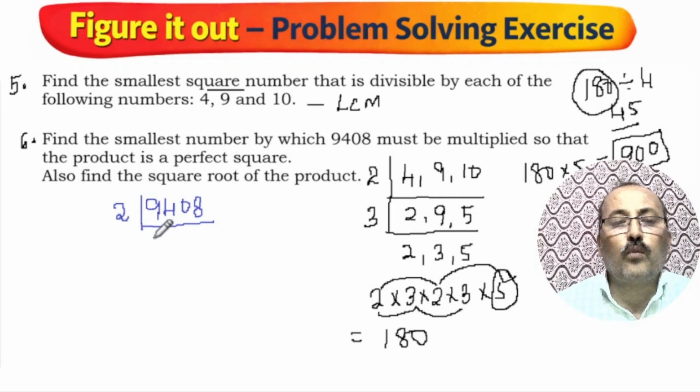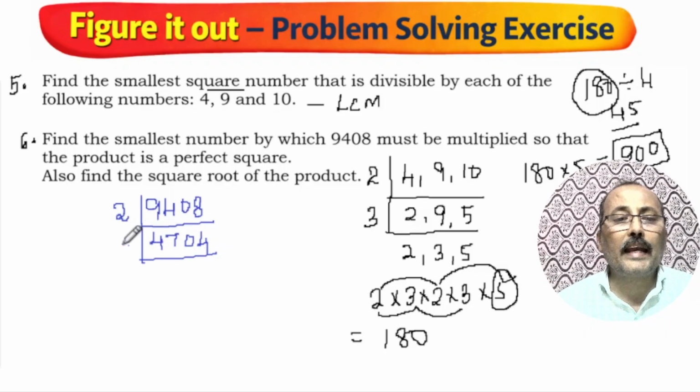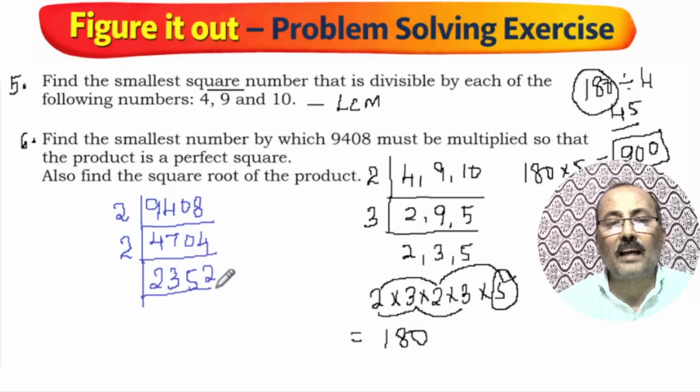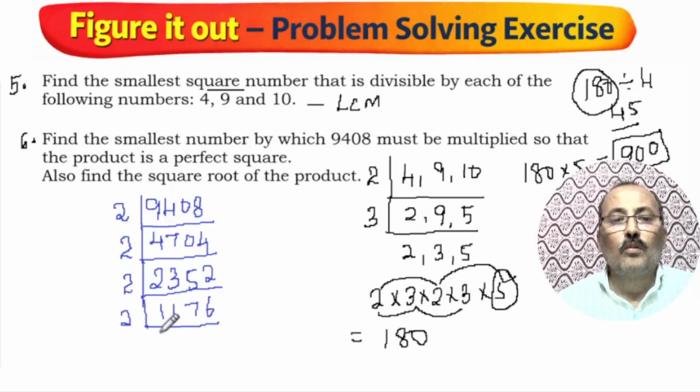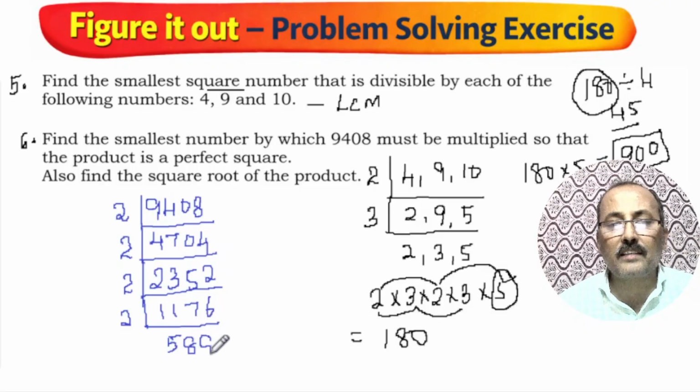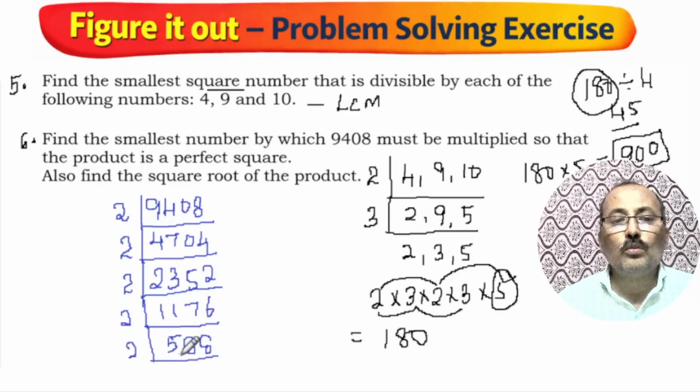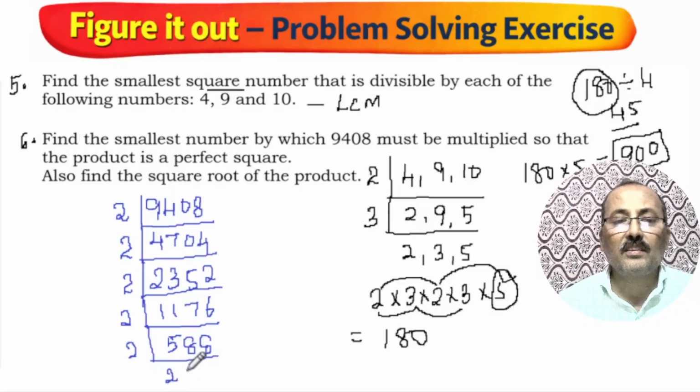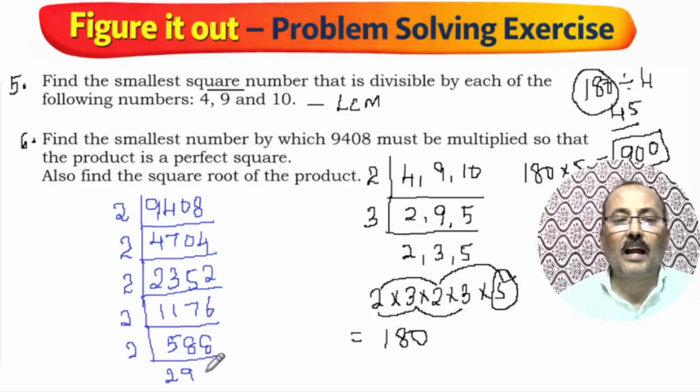We divide by 2. 2 times 4, then 2 times 7, that gives 4704. Again the 2 table. 2 times 12, then 2 times 11 is 22, and again 2, giving 2352, then 1176, then 588.